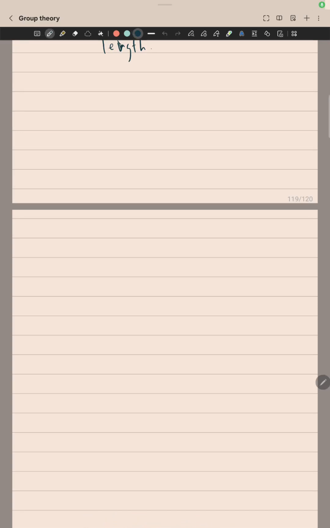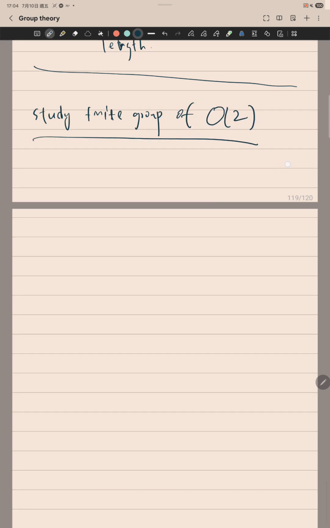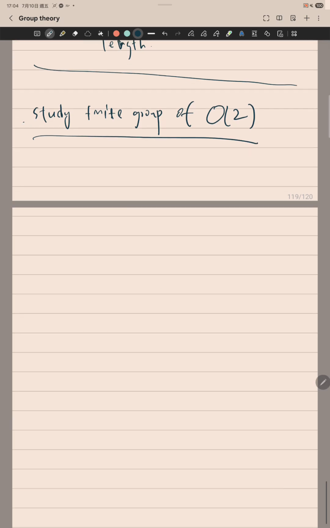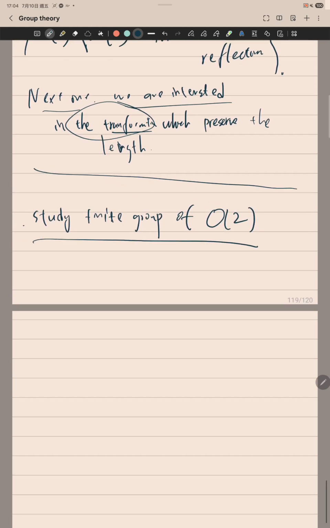Okay, so now we are going to study the finite group of O2. Okay, so this is the simple one. Should be a very simple one, but we will see why this group theoretical tool can benefit this discussion. So we study all the finite groups of O2. Okay, so let's call the finite group gamma.